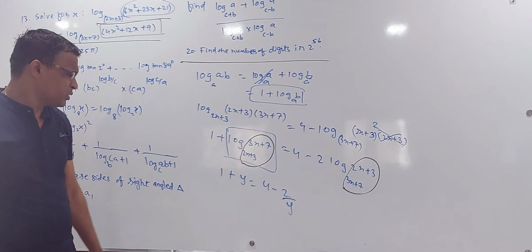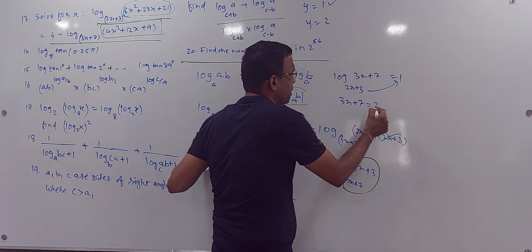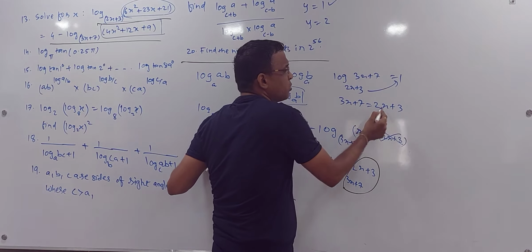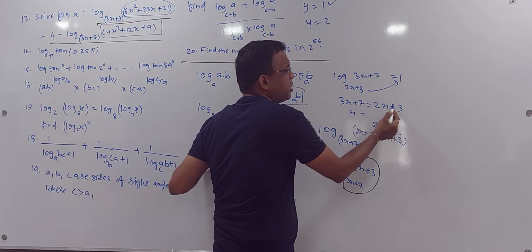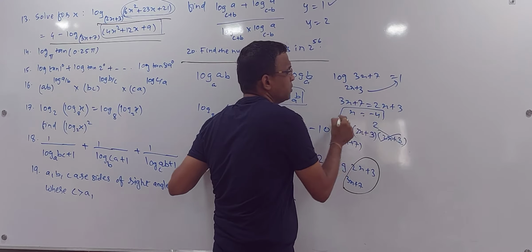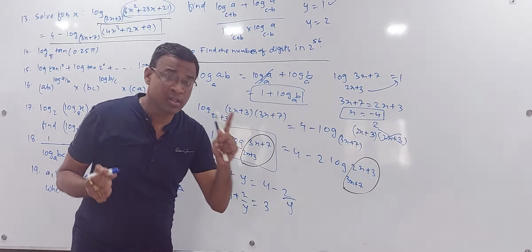What was my y? Y is this. So that is log of 3x plus 7 to the base 2x plus 3 is equal to, let me take out first 1. So the law of transformation says that 3x plus 7 will become 2x plus 3. Fine. So this is x, and 3 minus 7 is minus 4. Fine. So x is equal to minus 4. This is not your answer.